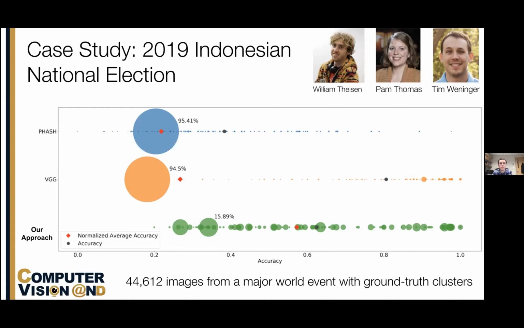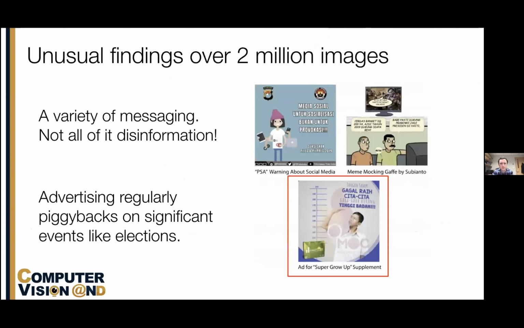And we hand labeled a bunch of these images. We started out with well over 1 million images, and then created a subset of that to do this evaluation, which had over 44,000 images. Okay, so, unusual findings in over 2 million images. That's a lot of content that we collected from this specific event. We found a lot of things that surprised us. It wasn't all just political disinformation.